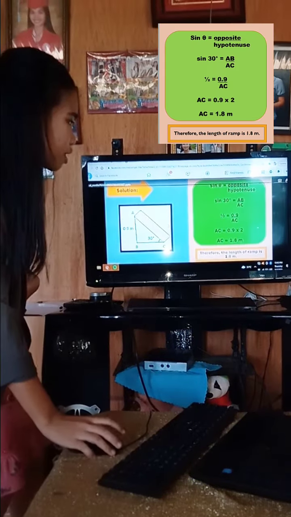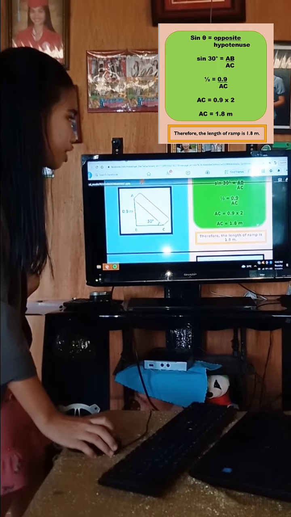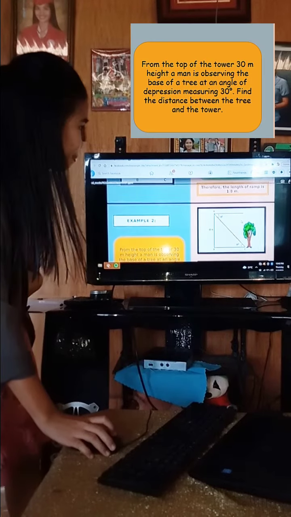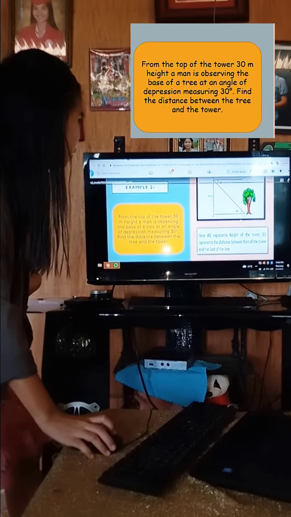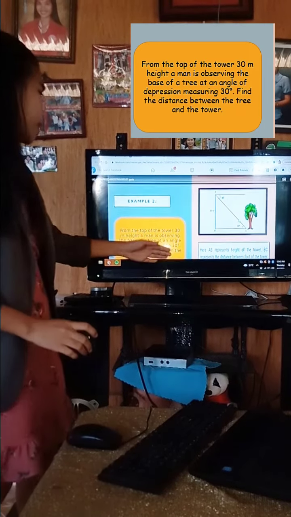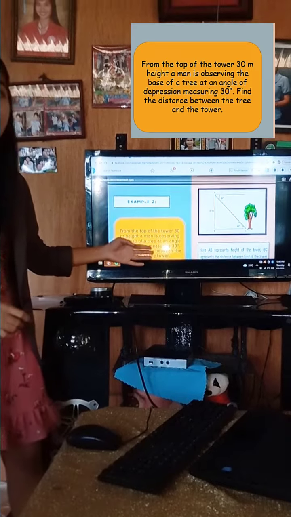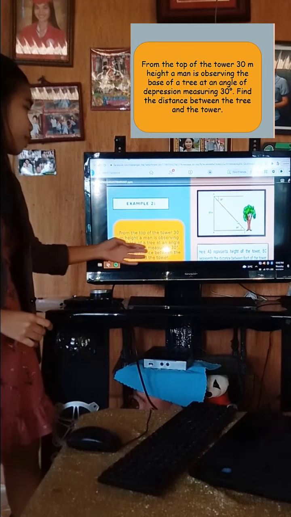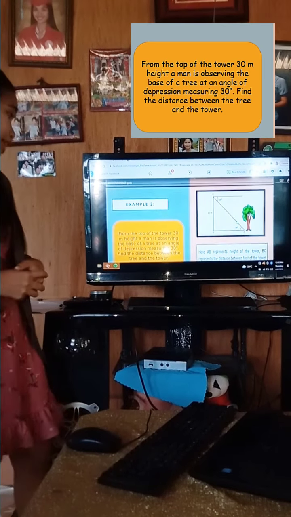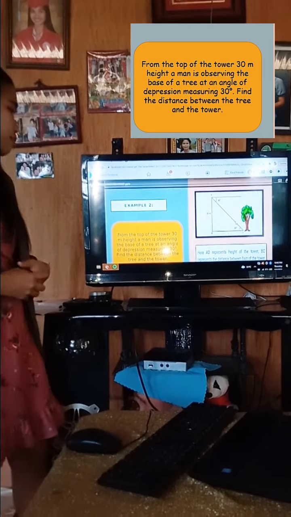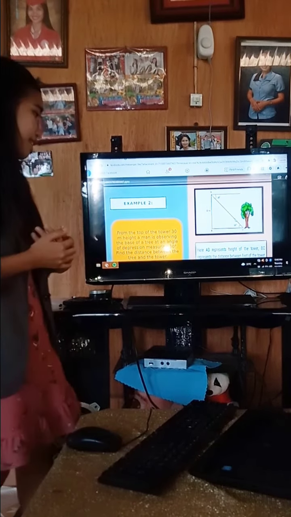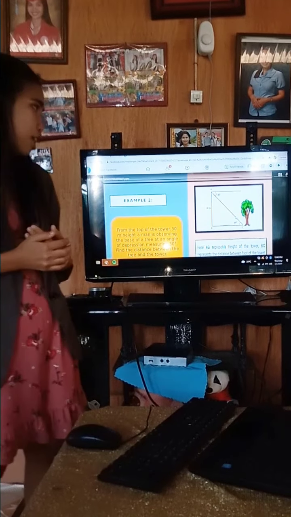So let's proceed to our second example. I hope you understand the way I explained. For the second example, we have this problem: from the top of a 30-meter-high tower, a man is observing the base of a tree at an angle of depression measuring 30 degrees. Find the distance between the tree and the tower.